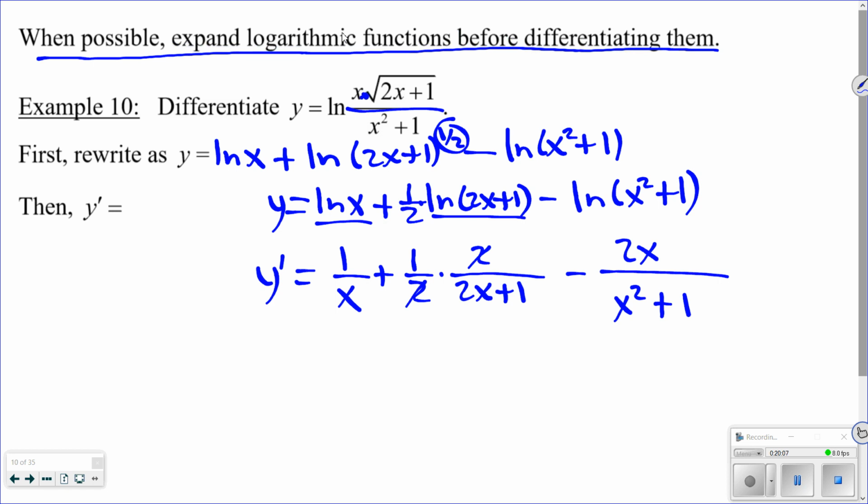Now, if you don't break that apart, that problem becomes almost impossible, or at least it becomes so complex that it's really difficult to deal with. So that's really important. If you have a logarithmic problem, you're asked to find the derivative, always look first and see if you can expand it, if you can break it apart to make it simpler.